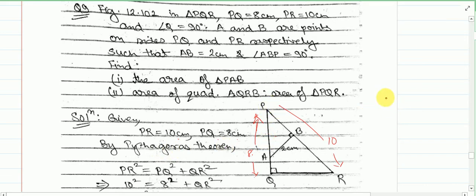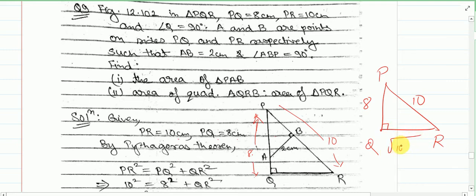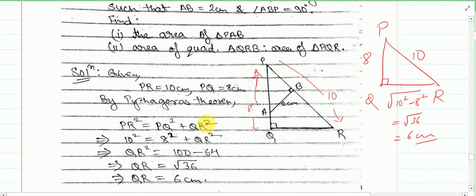Now this is the bigger triangle PQR. This angle is 90, this side is 8, this is 10. By Pythagoras theorem, this will be 10 square minus 8 square, so it will come under root 36, that means 6 centimeter. Here by Pythagoras theorem, PR square is equal to PQ square plus QR square. Substitute the values and you will get QR equal to 6 centimeter.